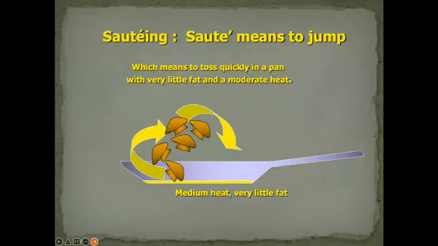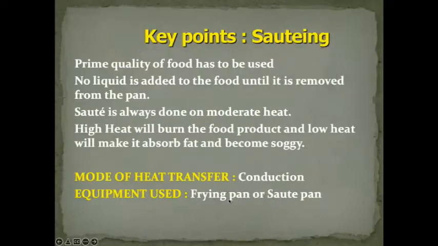The mode of heat transfer in sauteing is conduction. Key points of sauteing: only prime quality food is used. Prime quality meat is generally used because sauteing is not a time-taking process. It's a very fast process. If you want your meats to get cooked quickly, you want them to be prime quality so that they cook very fast.